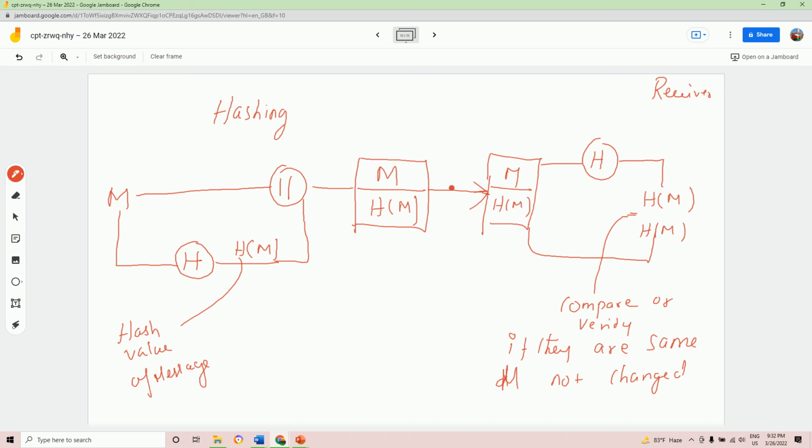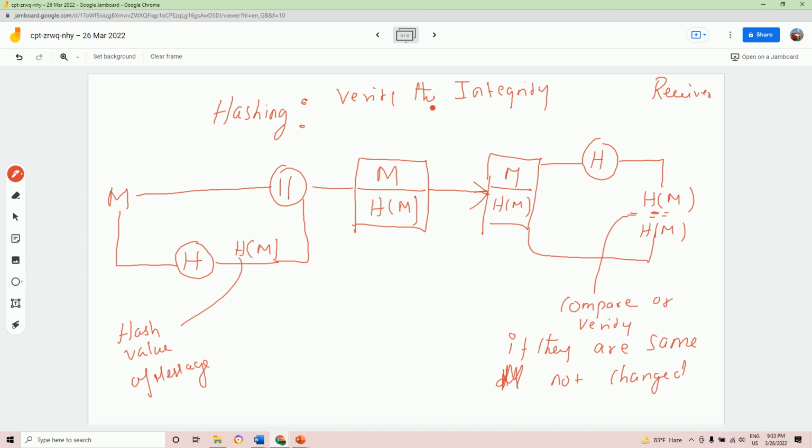So that means the message has not changed while it is transmitted across the network. When you calculate the hash again on the receiver side, and this hash and the hash sent by the sender are the same, there is no difference. If they are same, then the message has not changed. If they are different, that means the message has been changed. So hashing is used to verify the integrity of data.